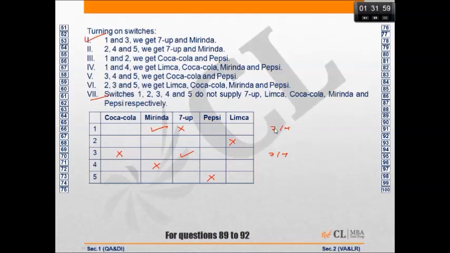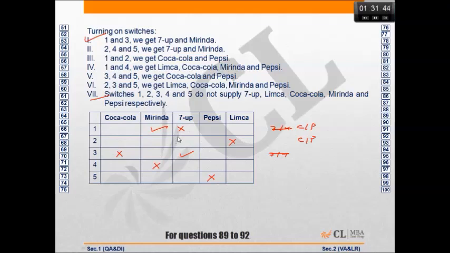So 7 Up and Mirinda have been taken care of. 1, 2 gives us Coke and Pepsi. So between 1 and 2 we get Coke. Only one of them will give me Coke, and the other will give me Pepsi.